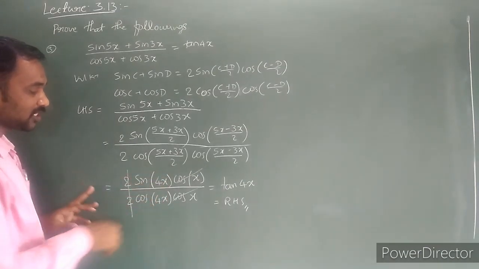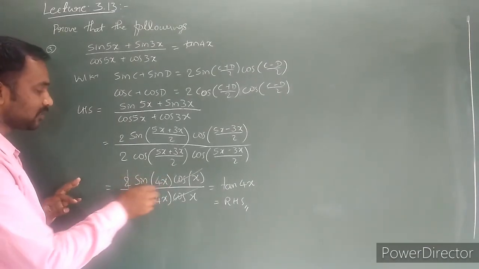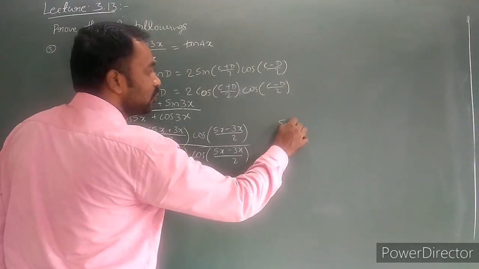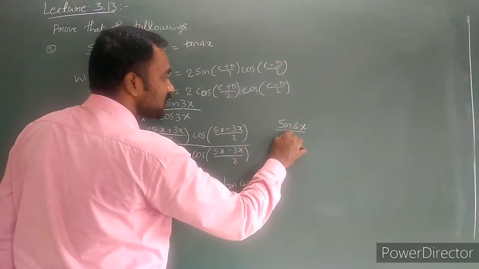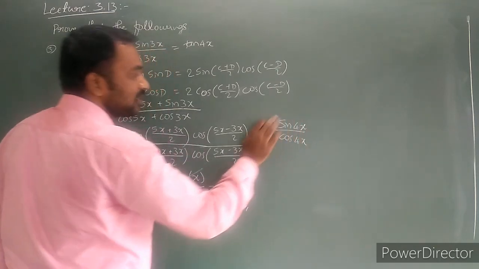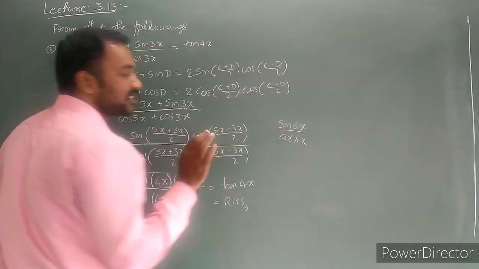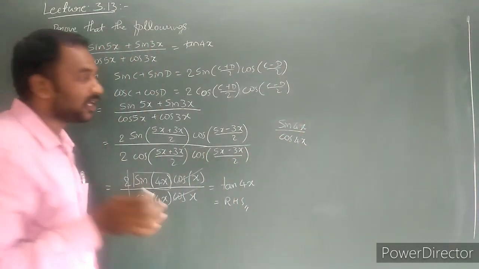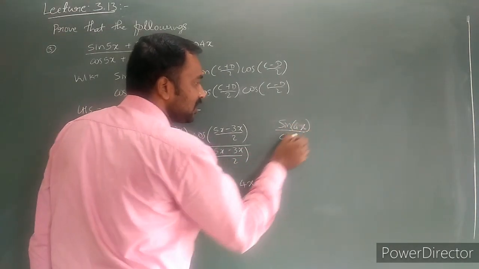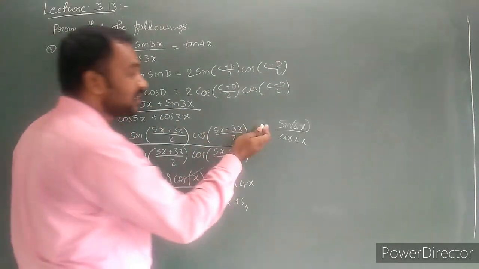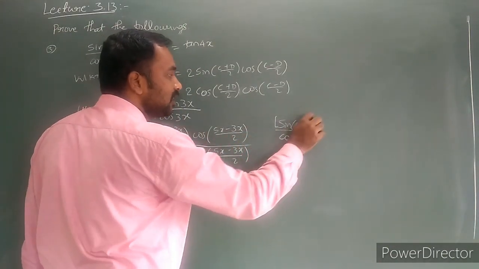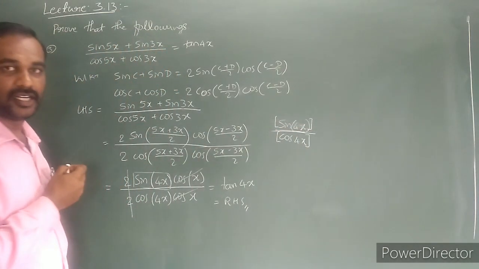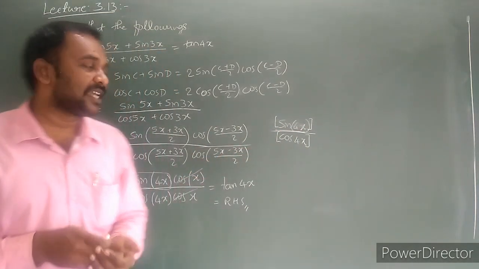And don't cancel the 4x. It is not possible to cancel. Sin of 4x is a single term, only one term. Sin of 4x divided by cos of 4x. Don't cancel the 4x or the x, which is not possible because this 4x is not outside the sine, it is only one term. Cos of 4x is only one term, which is not possible to cancel.